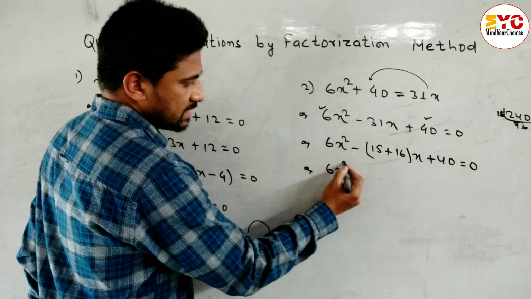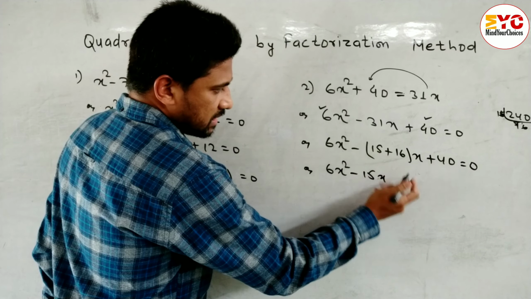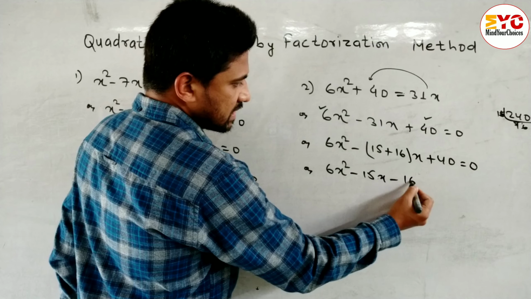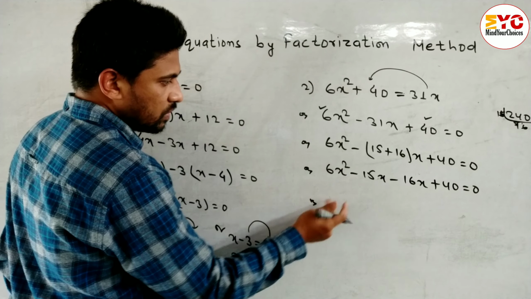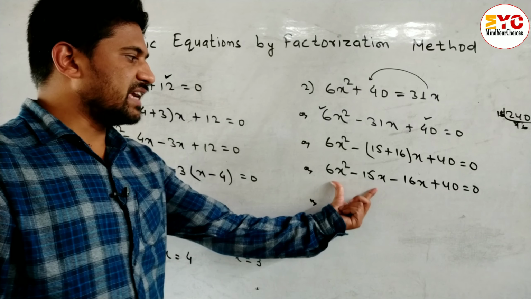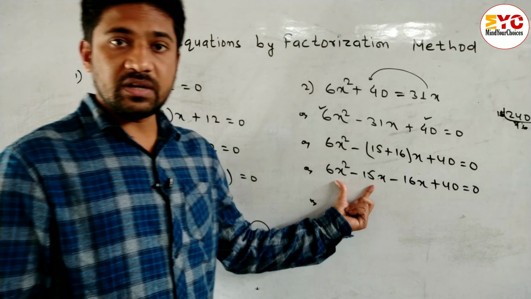Now 6x square minus 15 into x, 15x, minus 16 into x, 16x, plus 40 is equal to 0. Now from the first two terms we have to take common, and from the last two terms we have to take common. From the first two terms, what is the common here?